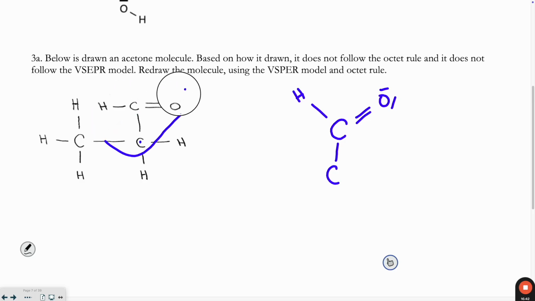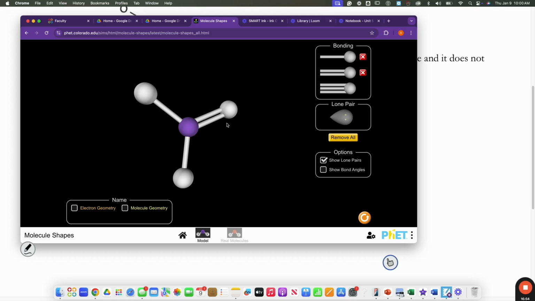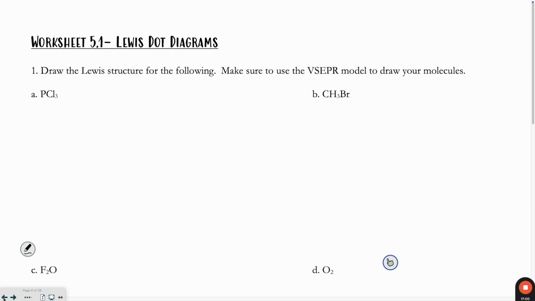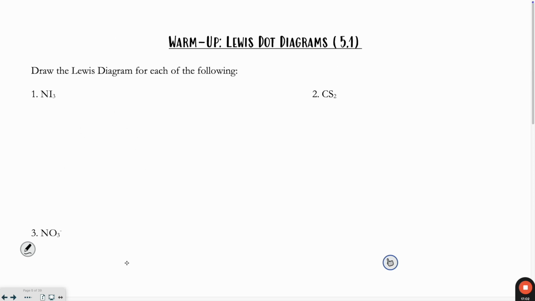Now you need to look at each part of the molecule and fix it, making sure you're using the VSEPR model. I would do this at the very end once you get more practice with actually drawing VSEPR models. As you work on the worksheet, please make sure you're using this site. All right, if you're not 100% right now and feel like you can do the worksheet, go back and I'm going to quickly go through the warm-up with you.